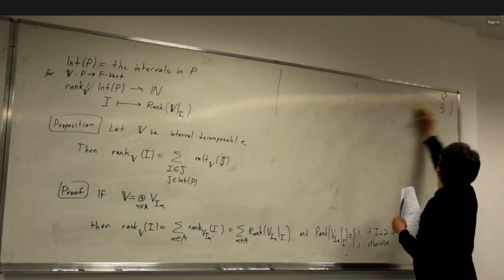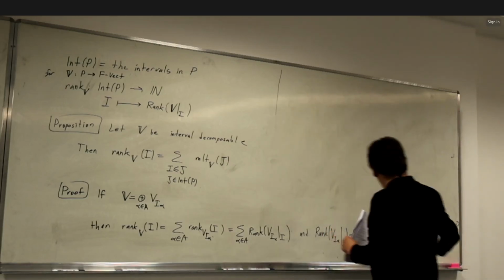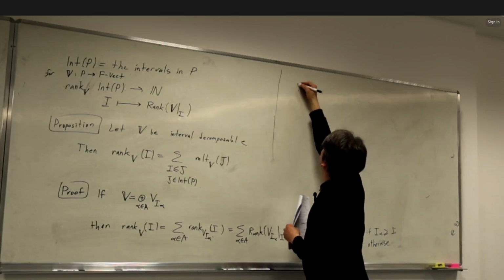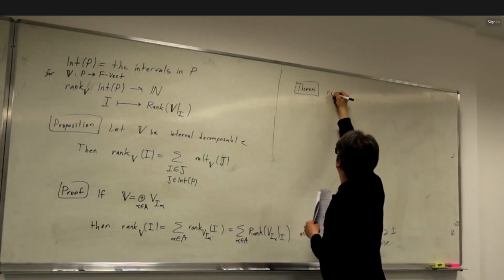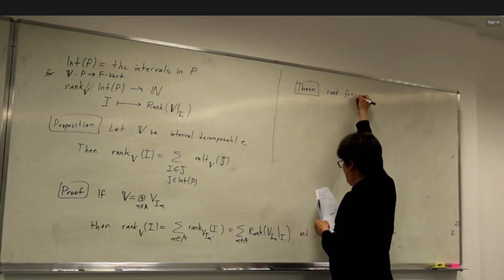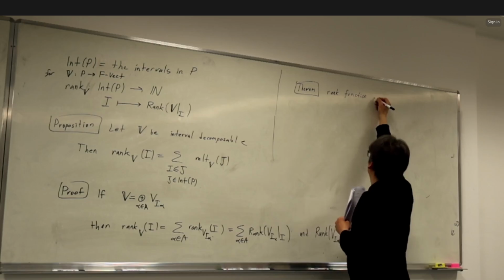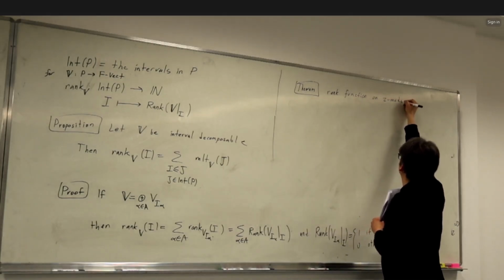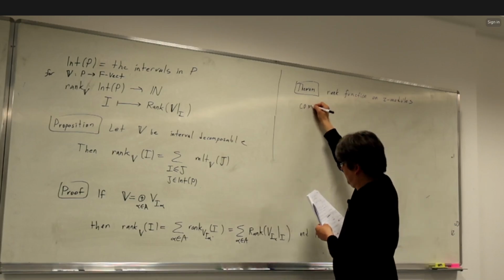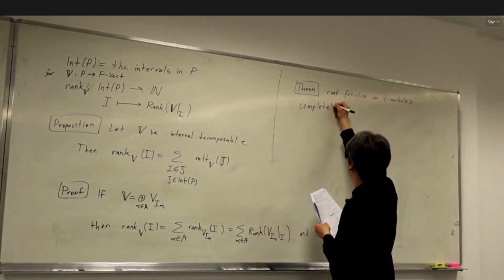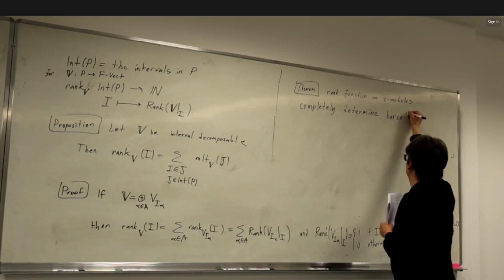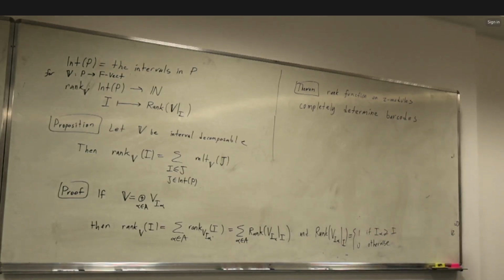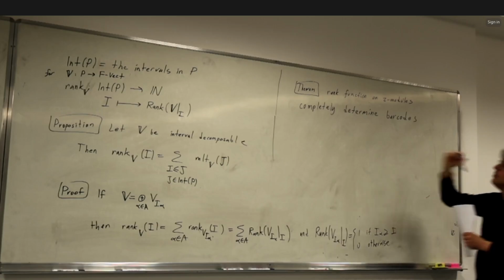Okay, now the theorem is: the rank function on P modules completely determines barcodes. So the rank invariant is a complete invariant for P modules. So what's the proof?